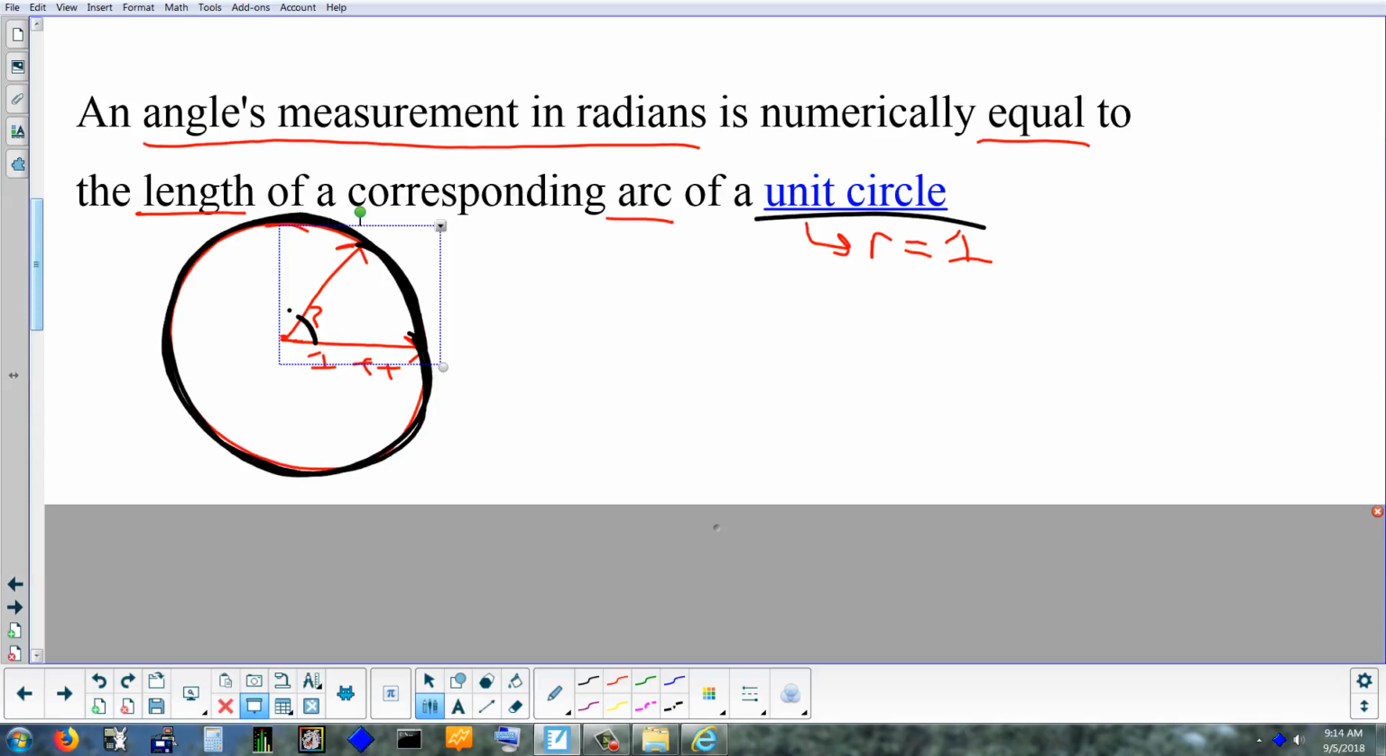So if we can figure out what the circumference is of a unit circle, the circumference is going to be exactly the same as the angle in radians. Remember, we're trying to figure out what 360 degrees is. So we just have to find the circumference that goes all the way around of a unit circle, and that's how many radians it would take to go all the way around. So what's the formula for the circumference of a circle?